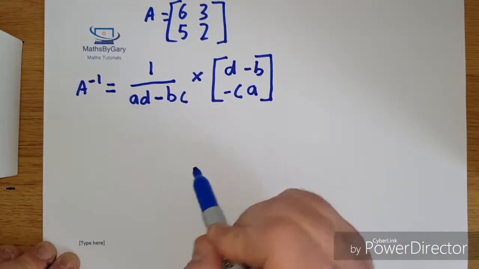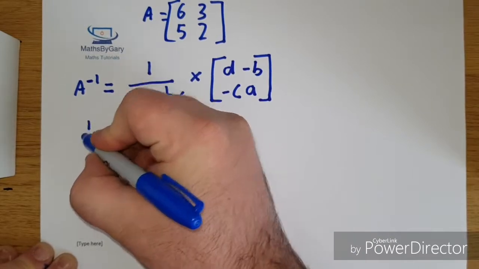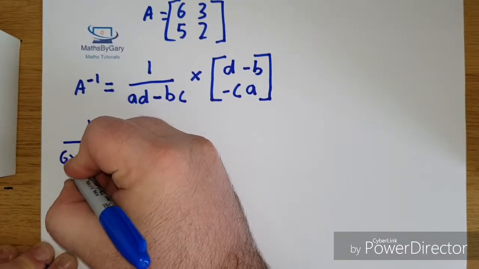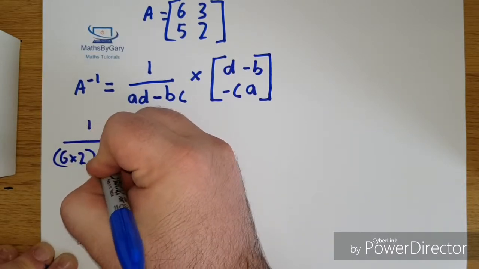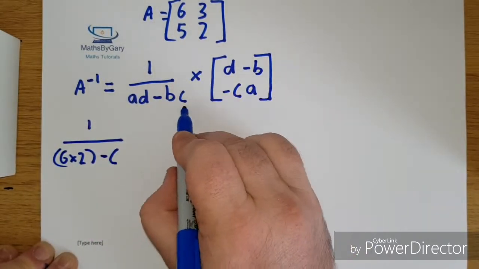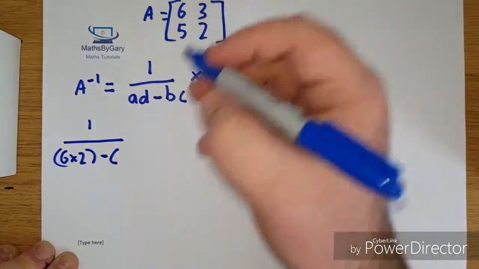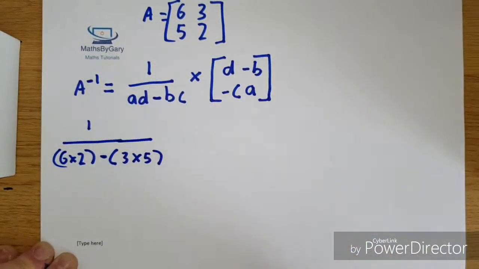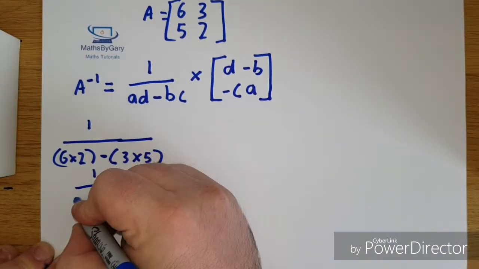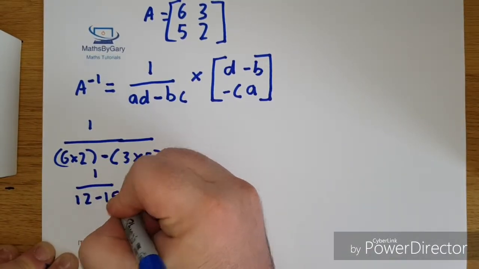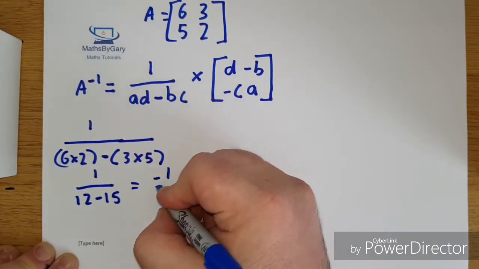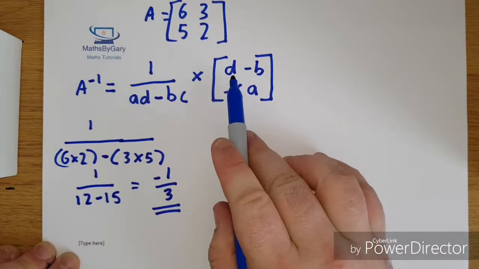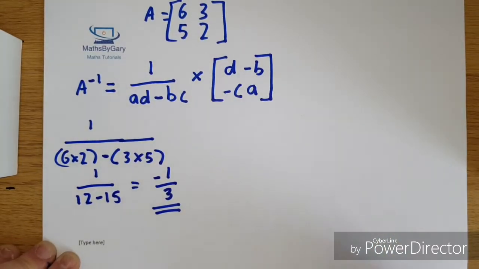So 1 over AD minus BC will take us to 1 divided by AD, 6 times 2, remember minus, B times C, so 3 times 5. Let's extend that out: that gives us 1 divided by 12 minus 15, which just works out to minus 1/3. So minus 1/3 is now going to multiply the D, A, minus B, minus C.